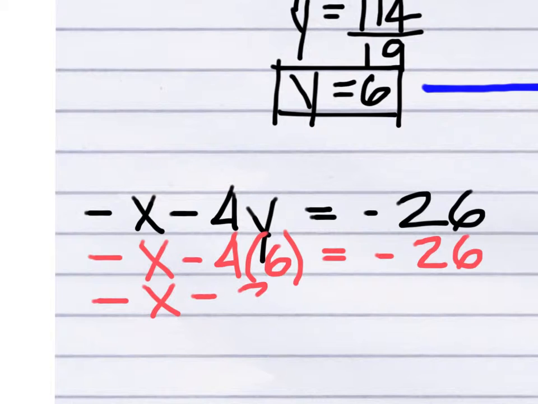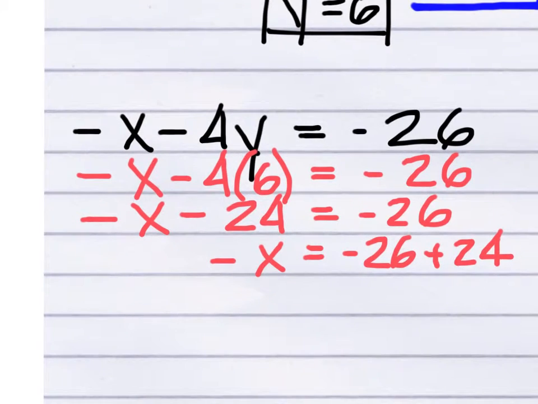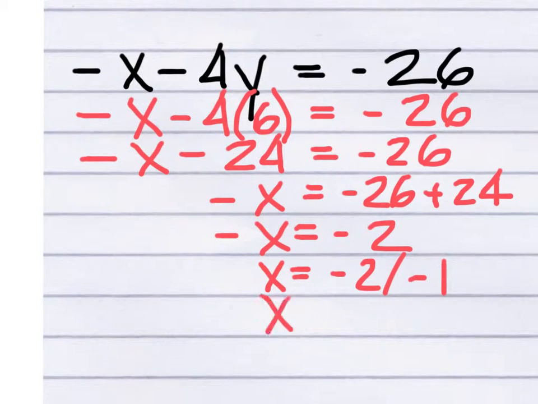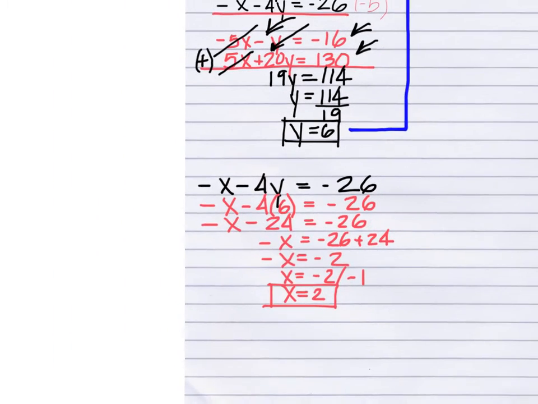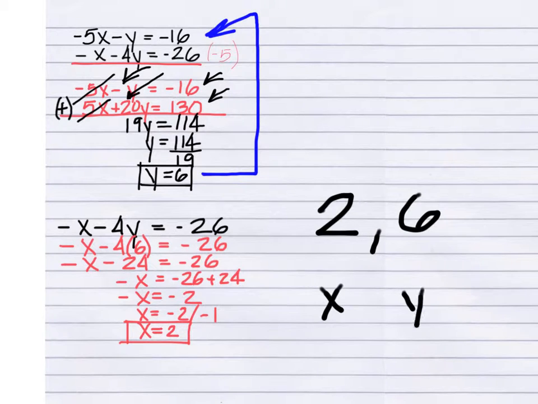Simplify to get a -24. Move that -24 to the right, make it plus 24. That's going to be a -2, and divide that -2 by -1. So x is 2. So the solution for the whole problem is going to be 2, 6. You put the x first and then the y second.